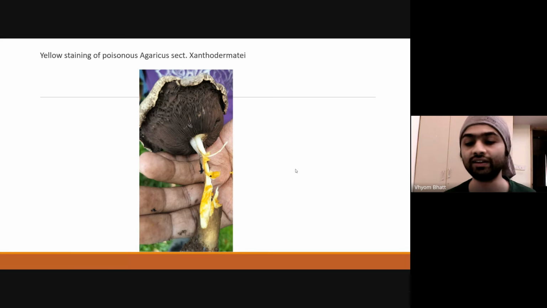I am not saying that if it is not getting yellow, it is not poisonous. But if it is yellow, it is definitely poisonous. So Agaricus section Xanthodermati are said to be yellow staining Agaricus also, and they are not edible.